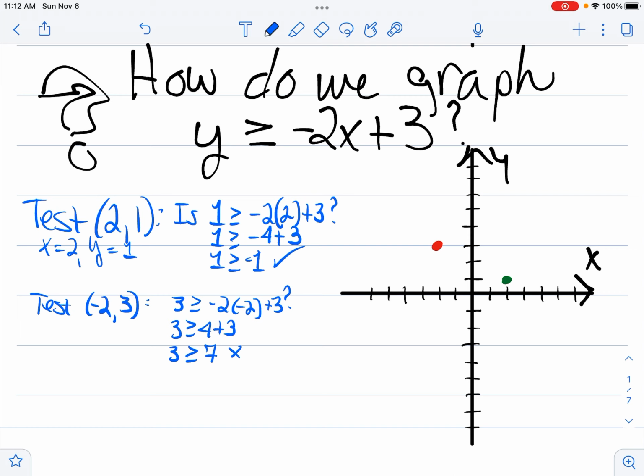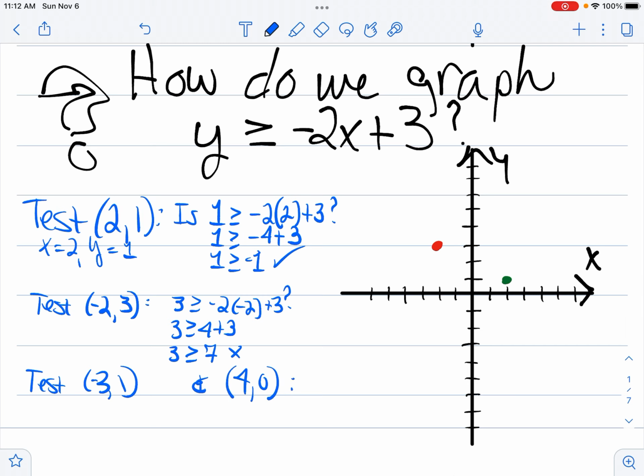Okay, so I thought what we would do is we would test maybe -3, 1, and let's test 4, 0. Why not?